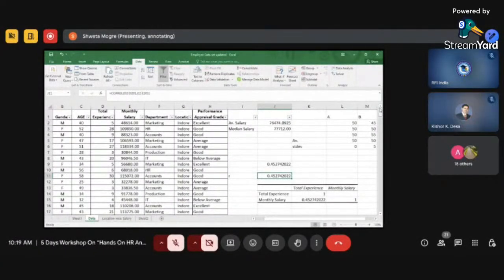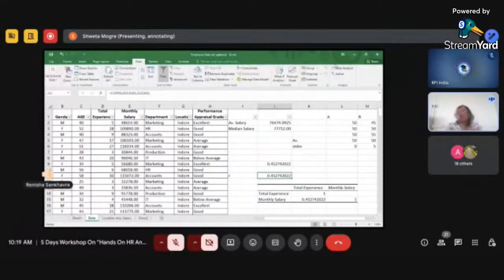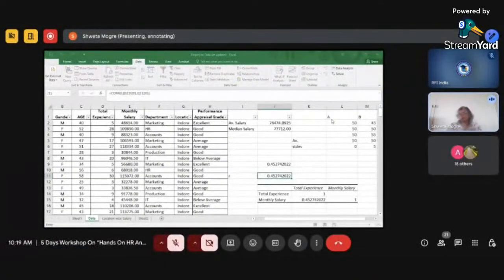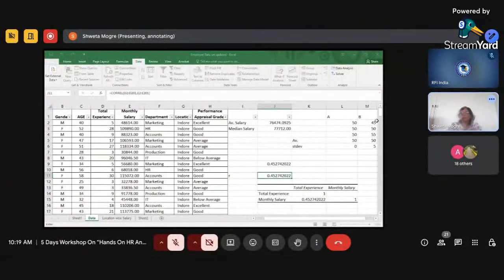Yes, ma'am. So now we will be moving towards the most important part, that is regression, and I will be covering simple regression and multiple regression both. So there are two types of regression: simple regression and multiple regression. Can anybody tell me what comes under simple regression? Any idea? What is simple regression?